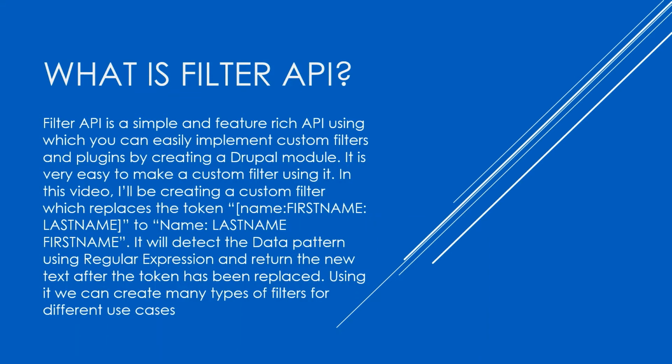Filter API is a simple and feature-rich API using which you can easily create and implement a custom filter and plugin by creating a Drupal module. It is very easy to make a custom filter using it.